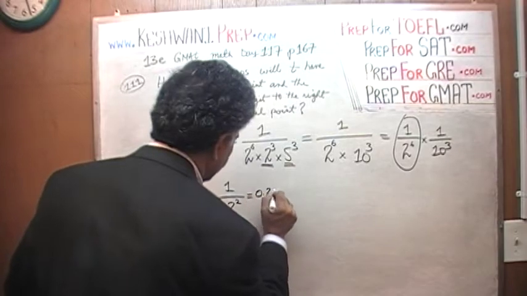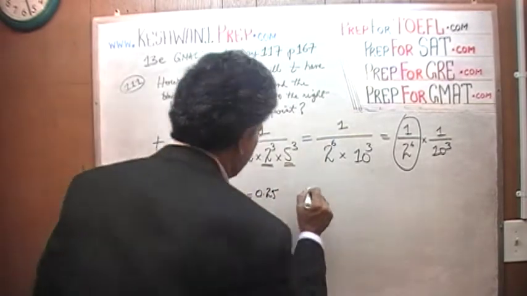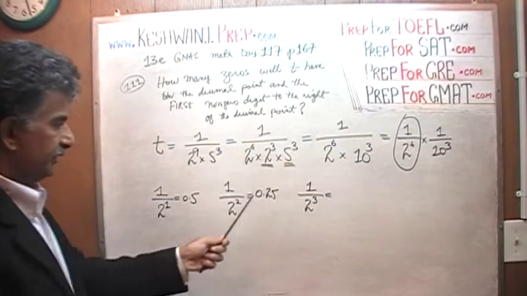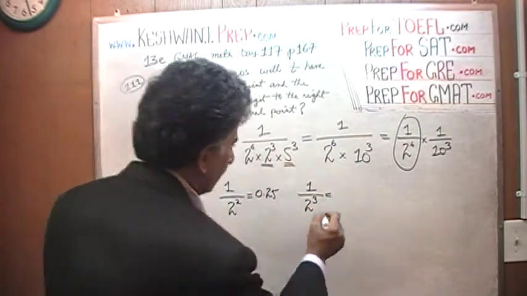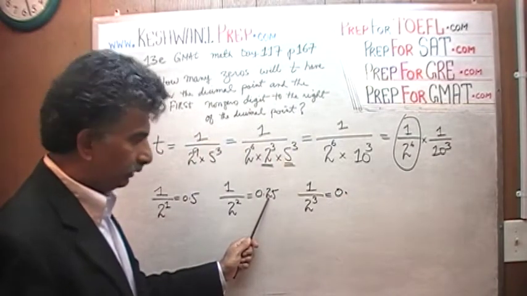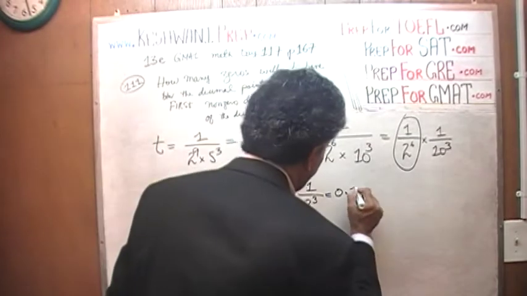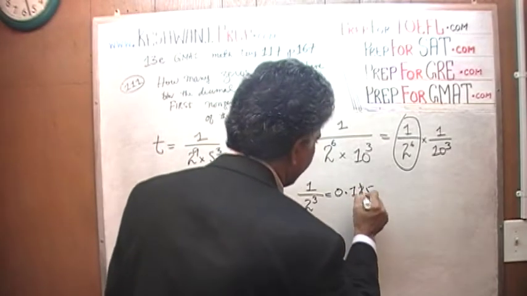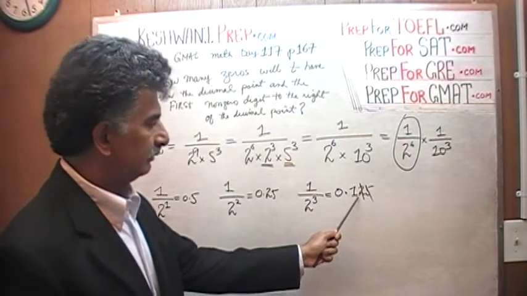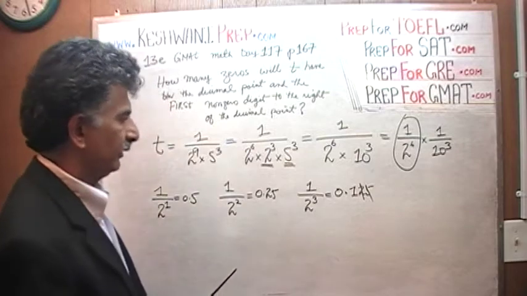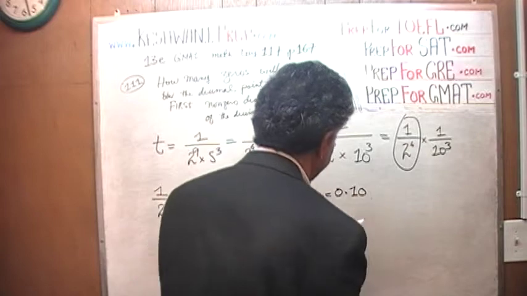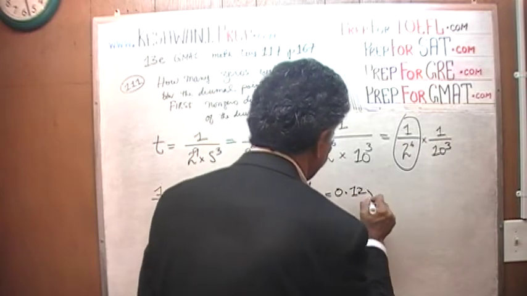It's 0.25. 1 over 4 is 0.25. 1 over 2 raised to 3 is 1 over 8, which is half of that. So you have 0 point, and then you take half of 2, which is 1, and half of 5... it's 0.125. But we are not interested in this part. We just want to find the first non-zero digit. So finding this and this was a waste of time. But it's there anyway. We keep it there. 0.125. Let's continue.